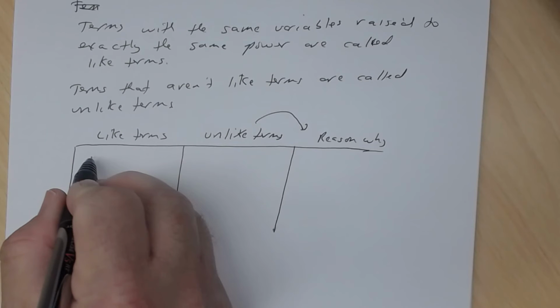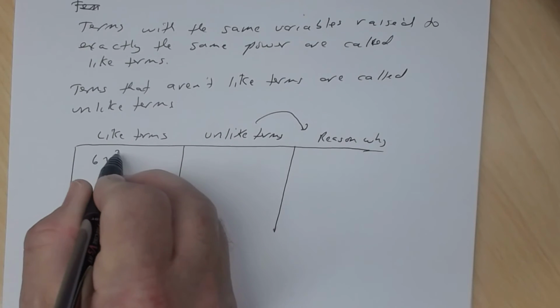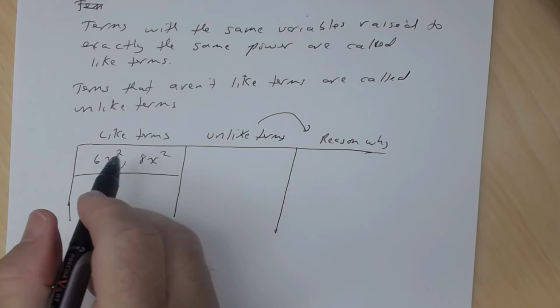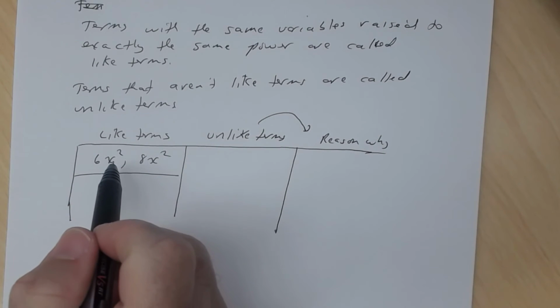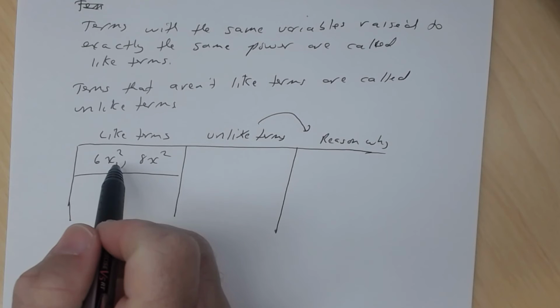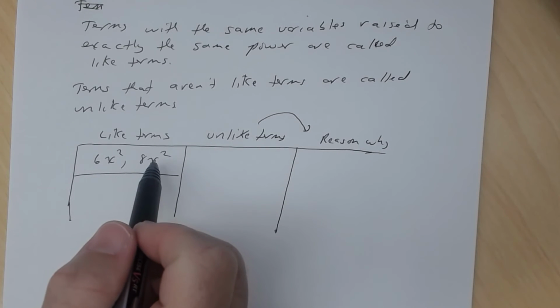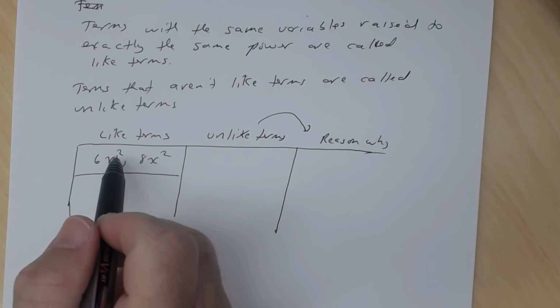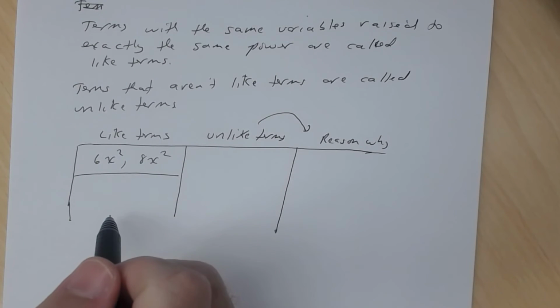The first one, suppose we had 6x squared, 8x squared. These are like terms because remember, like terms are terms that have the same variable. Notice they both have x, and both terms, the x's are raised to the same power. So x being raised to the second power, x being raised to the second power.